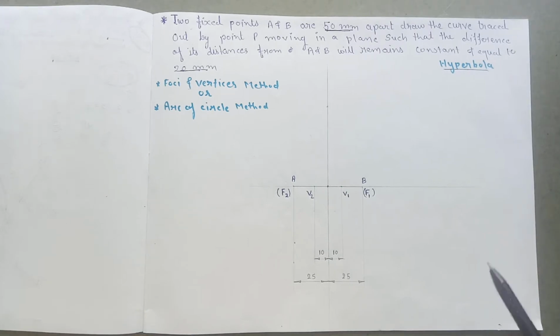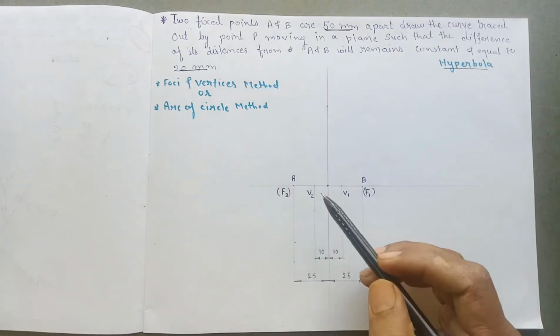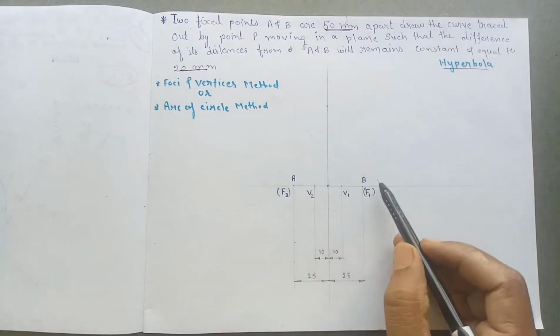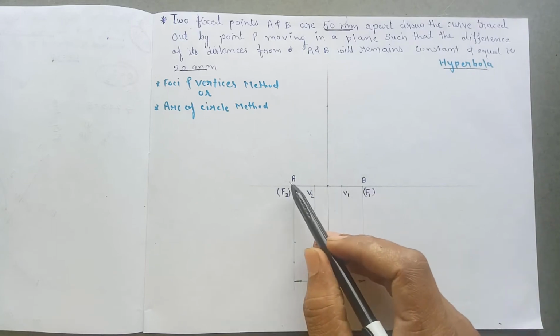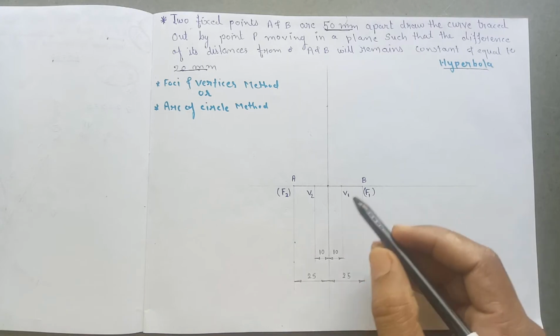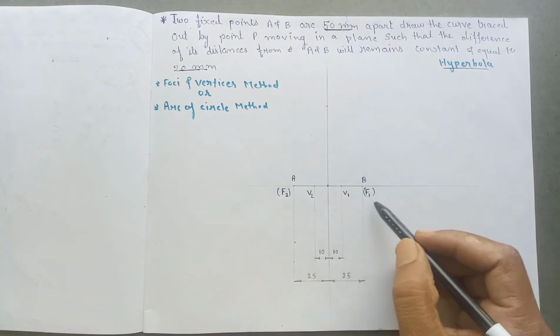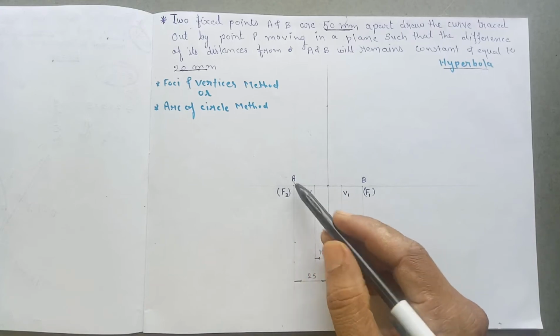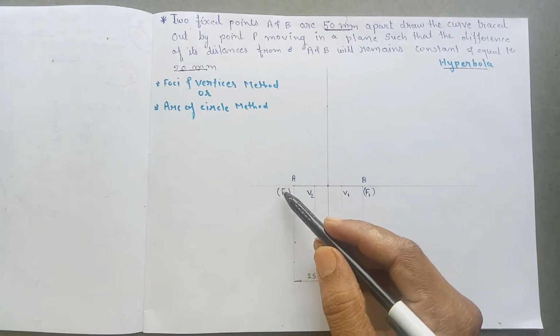And as we all know, the fixed points are focus points and the focus points are 50 mm apart. So A and B are the fixed points and A and B are 50 mm apart, 25, 25, 50. So let us say that B is the fixed point, it is focus point F1, and A is the fixed point and it is the focus point F2.